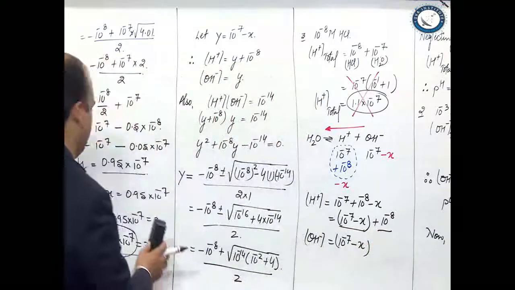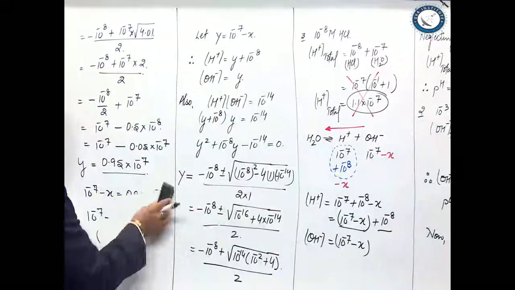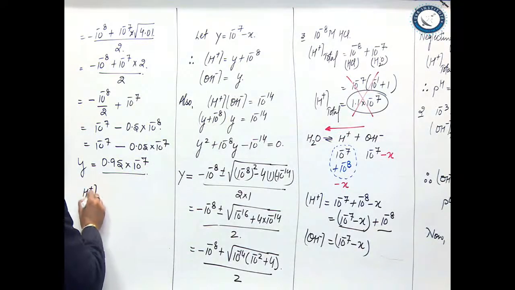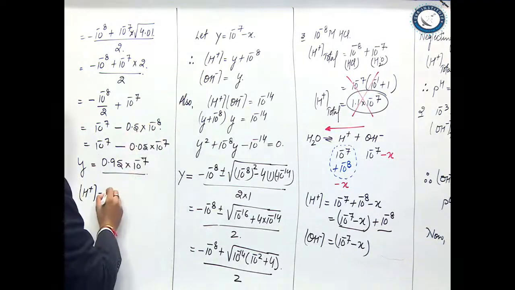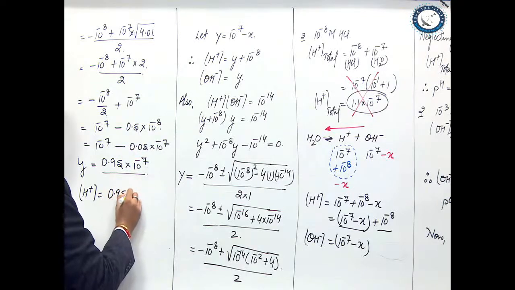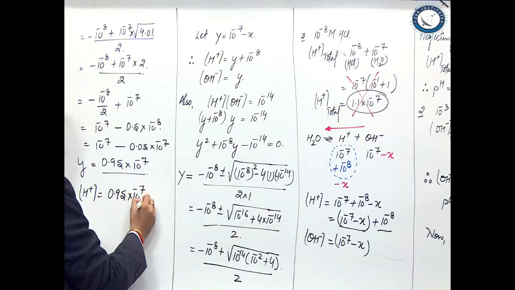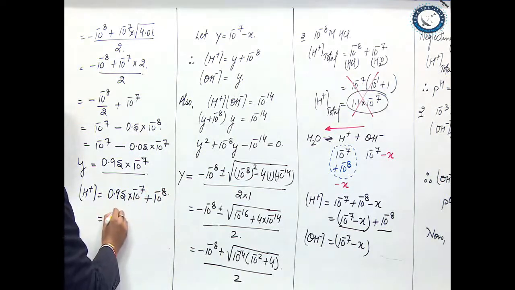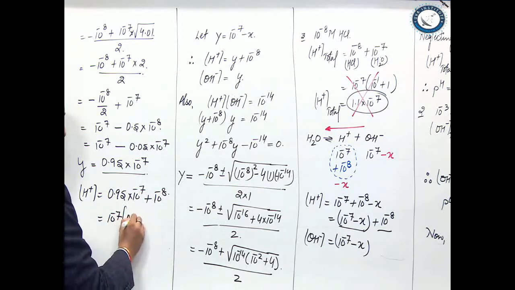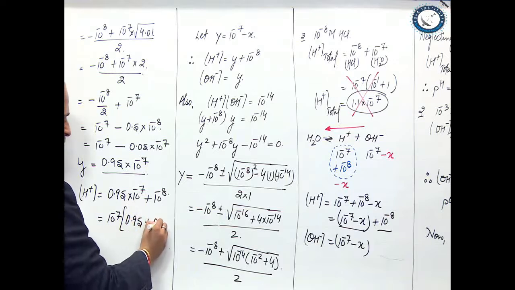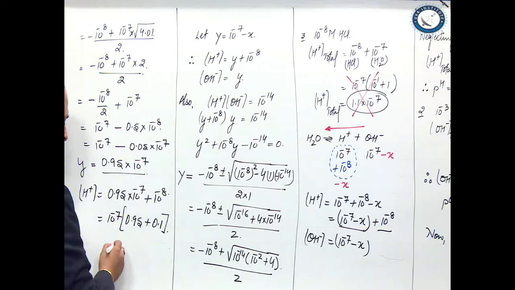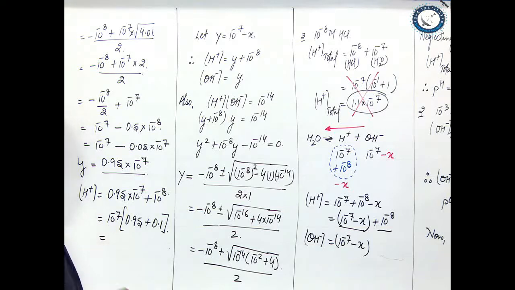So wait a second. No need for doing all this part. Let's not do this. Because what is the H plus ion concentration? The H plus ion concentration is Y plus 10 raised to power minus 8. So 0.95 into 10 raised to power minus 7 plus 10 raised to power minus 8. So now if I take 10 raised to power minus 7 common, I will be getting 0.95 plus 0.1. Okay? Fine? Tell me, is this point clear to all you guys?